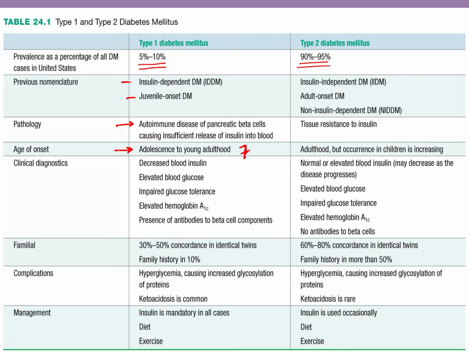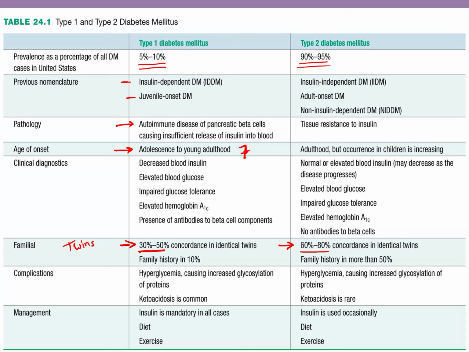If you look at the genetic component of both types of diabetes, they both have one, but the more strongly associated genetic component is actually within type 2. In type 1 diabetes, the textbook says that with identical twins, if one twin has it, then the other twin has only a 30 to 50% chance of getting diabetes. Whereas in type 2 diabetes, it's 60 to 80%. So it's a much stronger genetic component in type 2 diabetes.